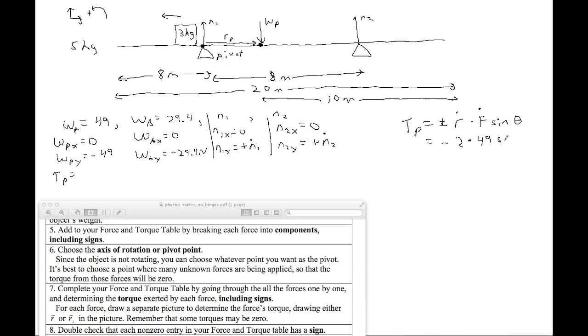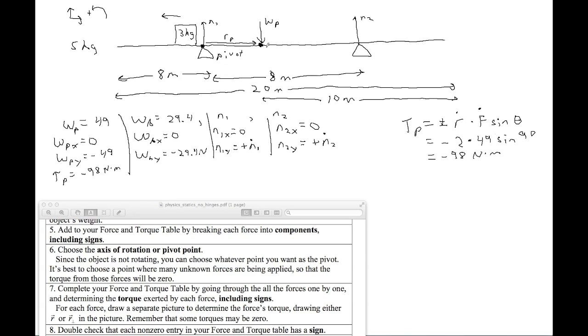And what would theta be here? Theta is 90 degrees, and sine of 90 degrees is just 1. So what do I write down for the torque from the plank? Negative 98 newton meters. Okay, so this is some of the most important work for these statics problems, just correctly writing down the torques. So this would be a good example to have in your notes. Hopefully we're not making any mistakes. I think we got that right.